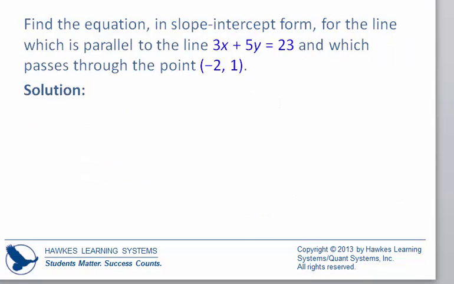Another type of example that you might see might say, find the equation in slope-intercept form for the line which is parallel to the line 3x plus 5y is equal to 23 and passes through the point negative 2, 1. So let's take our given line, 3x plus 5y is equal to 23. And let's gather information about that line. Specifically, I would like to know, what is the slope of this line?